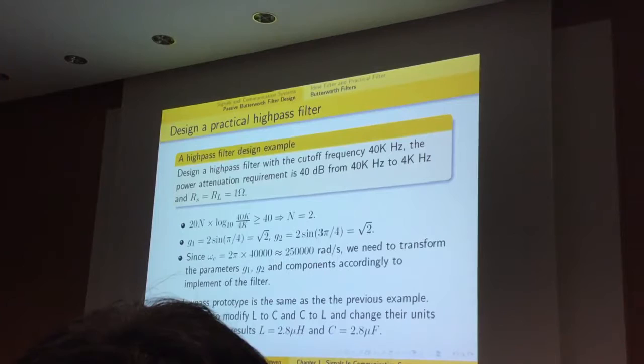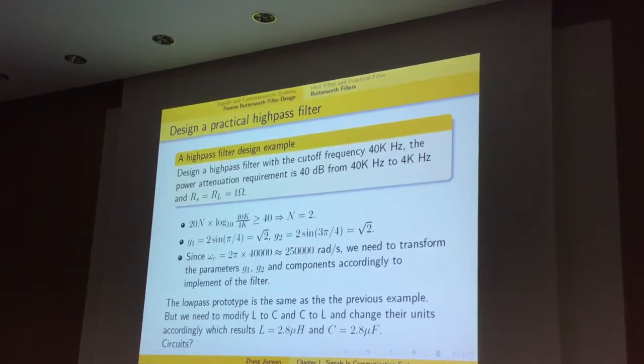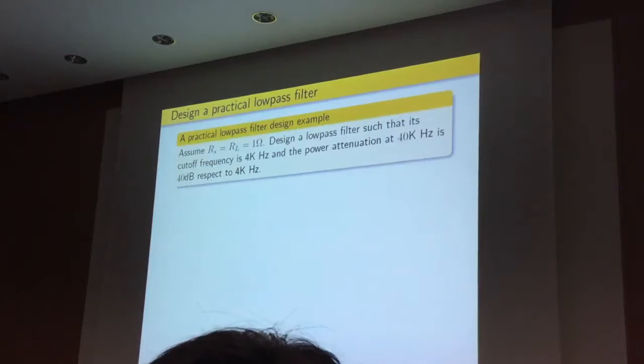Similarly, we got these two parameters, G1 and G2, which again happen to be square root 2. Alright? So those are low pass prototype parameters. Okay, this point and this point are talking about the corresponding low pass prototype. Although this one is a high pass filter design, we still start from the low pass prototype. Okay, we find out the corresponding order and corresponding parameters for the low pass prototype first. The next step, we transform the parameters for this low pass prototype to a high pass filter.